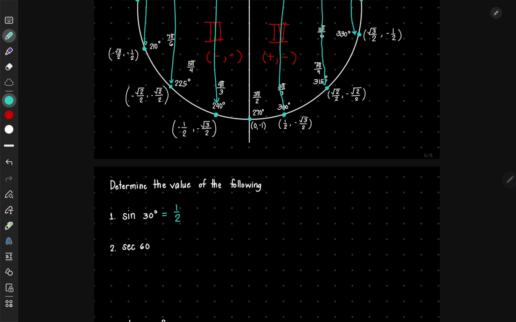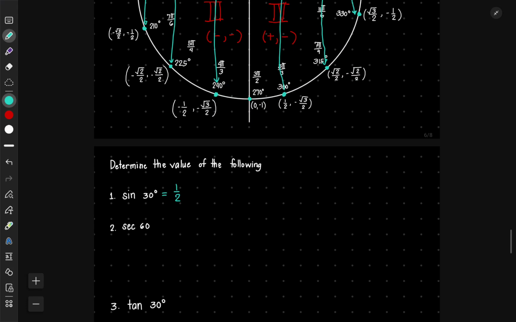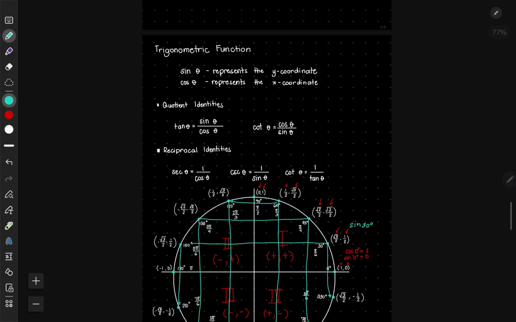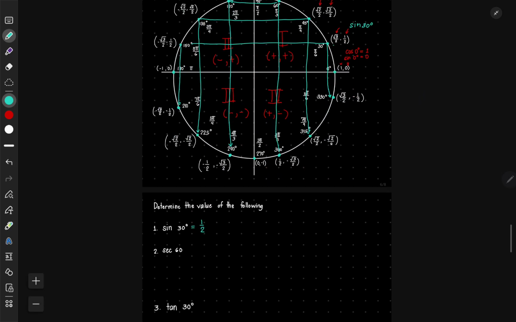So, pag given lang yung hinahanap lang is sine and cosine, mas madali siya kasi kung ano na yun nasa unit circle, yun na yun. Pero pag yung other 4 trigonometric functions, meron ka pang kailangan i-simplify to get the value. Like, etong example number 2 natin, we have secant 60. And from our discussion kanina, secant is the reciprocal of our cosine. That is 1 over cosine siya. So, dito, we have 1 over cosine 60.